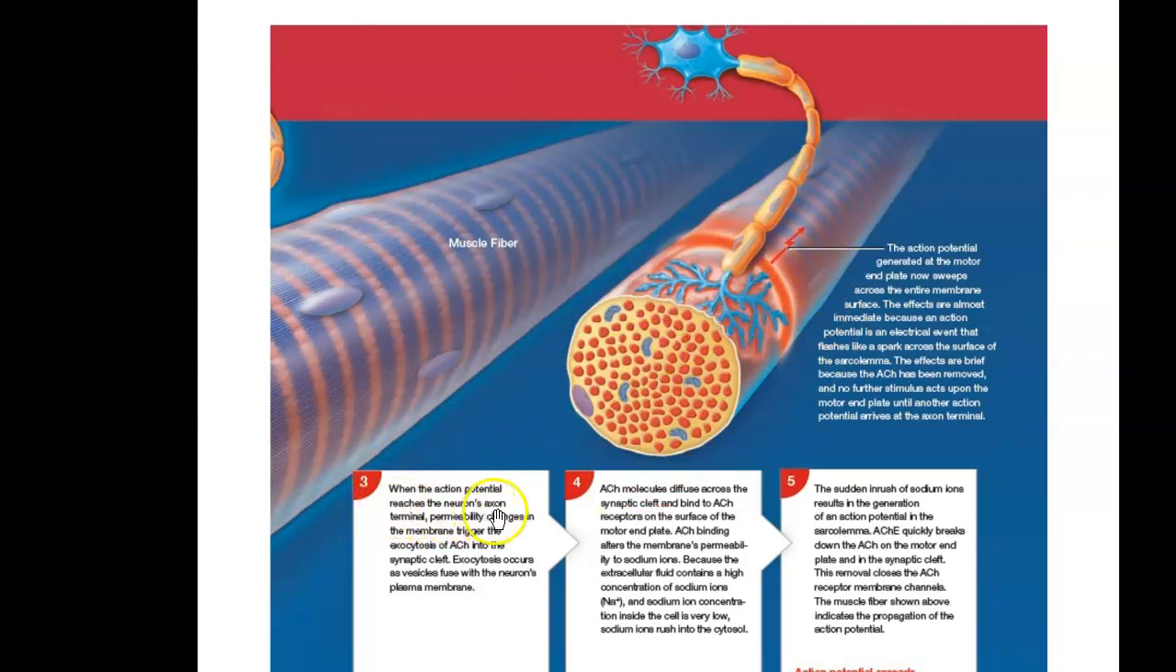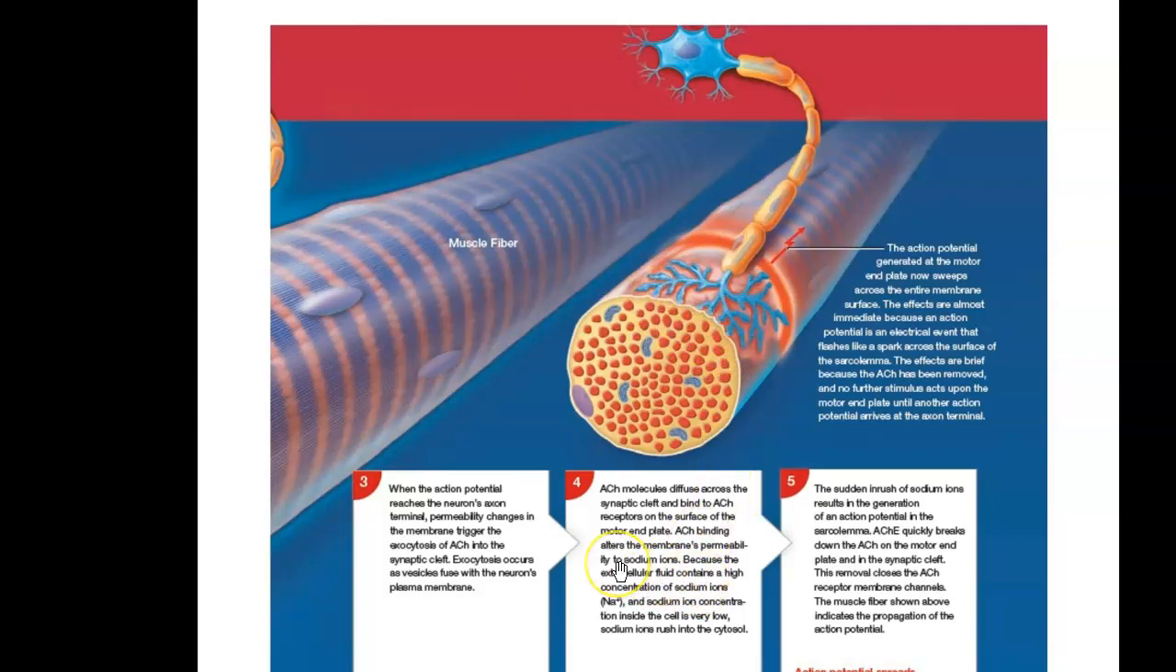When the action potential in the neuron reaches the axon terminal, the acetylcholine is released into the synaptic cleft. That's step 3 here. And then exocytosis occurs. The vesicles release the neurotransmitter acetylcholine into the synaptic cleft. Step 4, the acetylcholine molecules bind to the receptors on the surface of the motor end plate here.